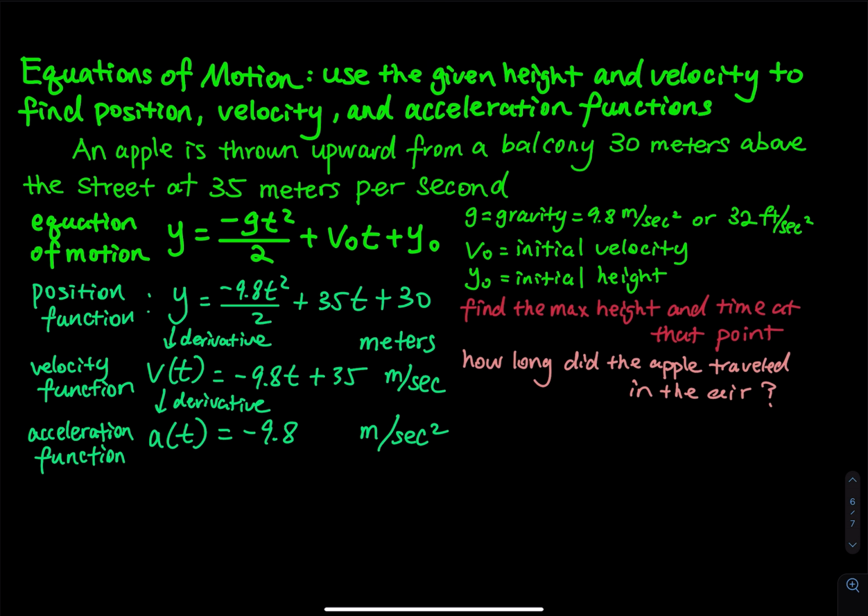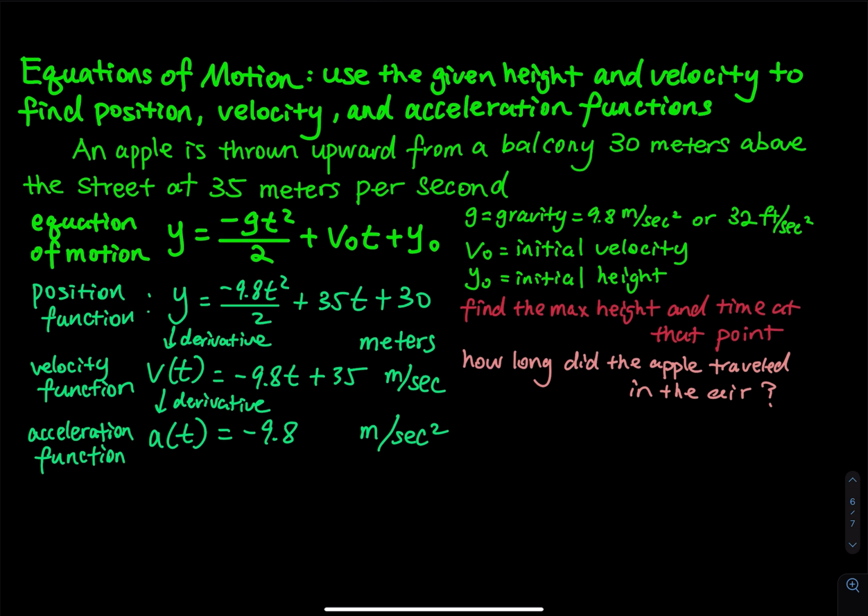So the first question in red, I asked you to find the maximum height and the time at that point. So you throw an apple up. Just picture this in your mind. You are standing on a balcony. You throw an apple upward, and then the apple will go up and reach the maximum height and then start falling to the ground, right? So what I am asking is the maximum height. At that point, the apple is how many meters above the ground? And how many seconds does it take to reach that maximum height?